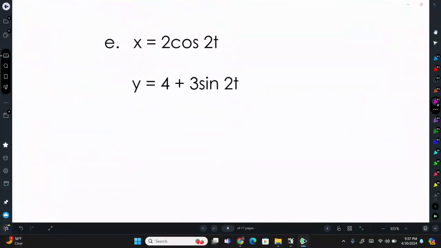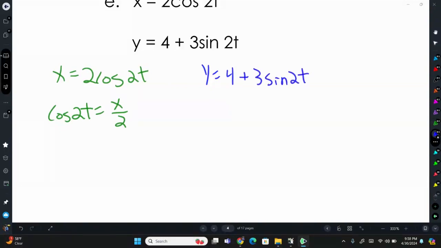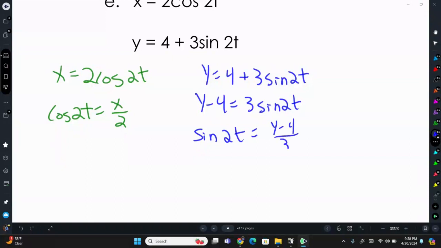All right, letter E, very similar to the one we just did. So x equals 2 cosine of 2t. Divide both sides by 2. So the cosine of 2t is equal to x over 2. And then y equals 4 plus 3 sine of 2t. y minus 4 equals 3 sine of 2t. Divide both sides by 3. Sine of 2t is equal to (y minus 4) over 3.